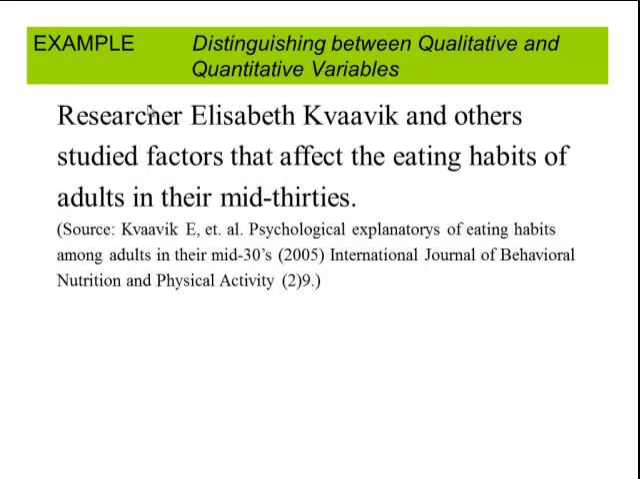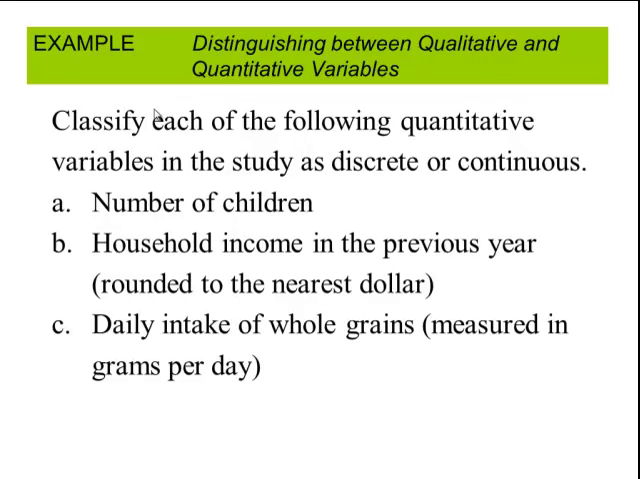Okay, let's look at some examples. Again, we're going back to the eating habits of adults in their mid-30s. The number of children. Is this discrete or continuous? Well, you can't have 2 1/4 kids, or you can't have 6.31 kids. This is discrete. Household income in the previous year rounded to the nearest dollar. This is discrete. Daily intake of whole grains measured in grams per day. This would be an example of continuous. We can measure that to whatever degree of accuracy that we want. So for example, we could get 20.3 grams per day, or we could get 20.346 grams per day, and therefore it's continuous.